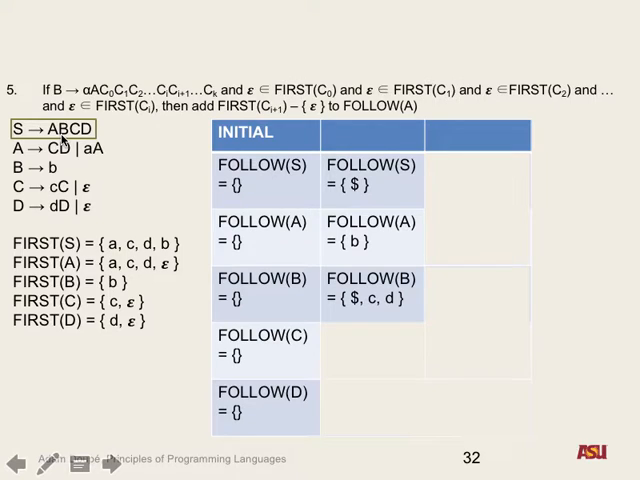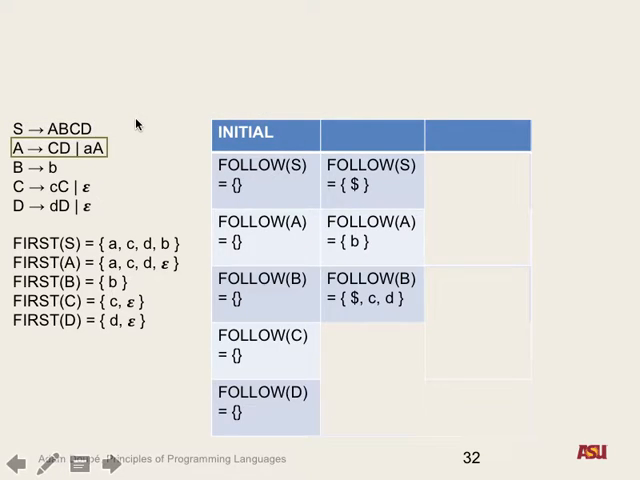And the last one says if there was anything after D, because there's an epsilon in the first of D, then we could add those, but that case doesn't apply. But we have to remember we have to look at every place where C is used. So then we have to do the same thing we just did to this rule here.